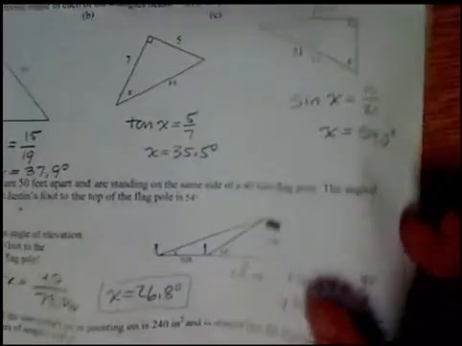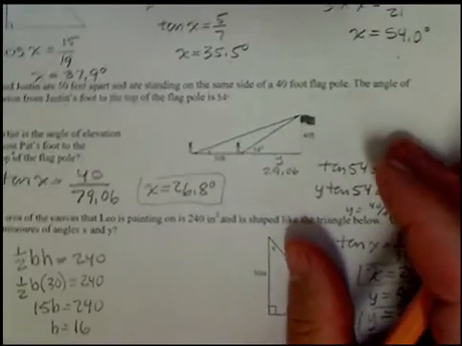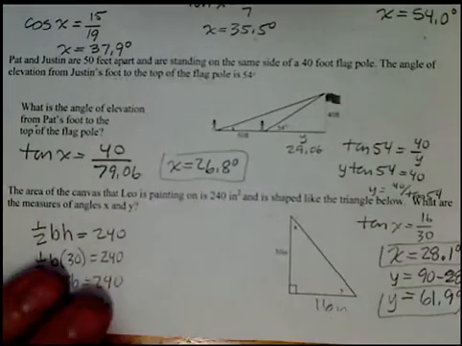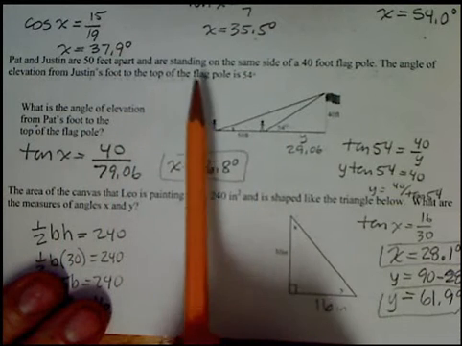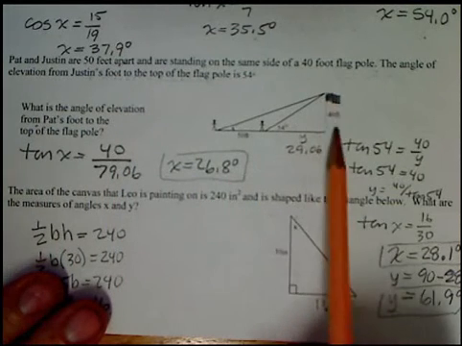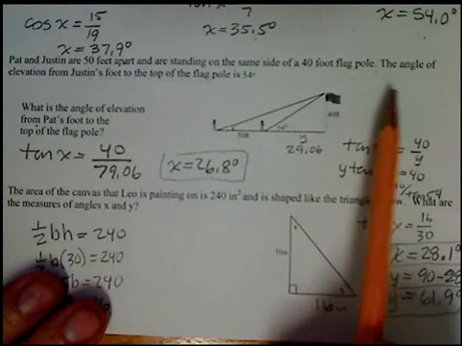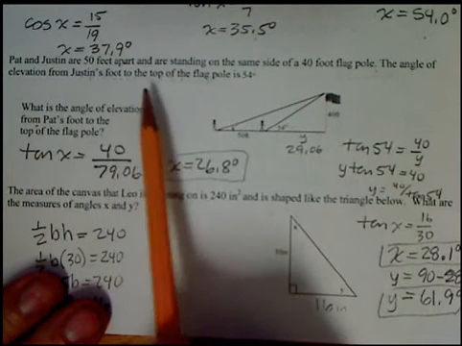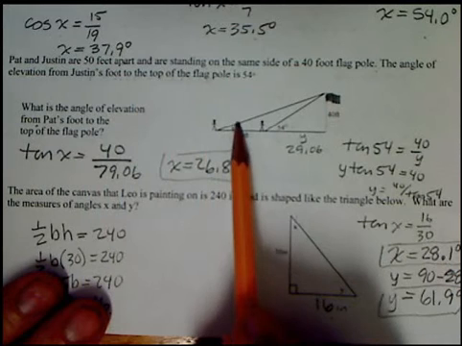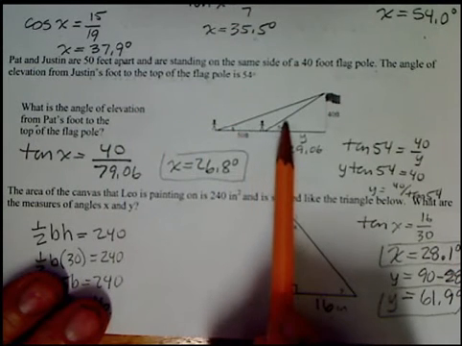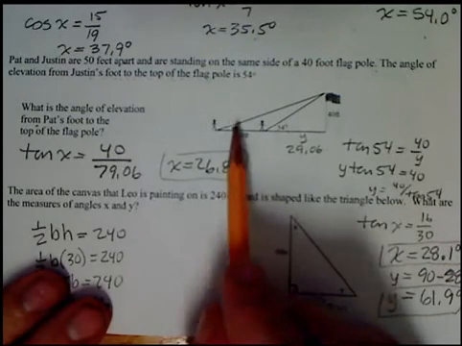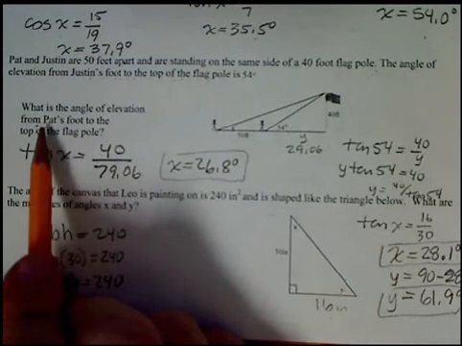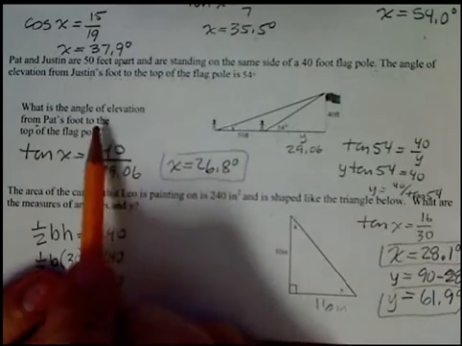Okay, the last topic is actually applications with trig. So you may have to find a side, you may have to find an angle, you may have to do both. So we have right here that Pat and Justin are 50 feet apart. That's where the 50 is. On the same side of a 40-foot flagpole. There's my flagpole. The angle of elevation from Justin's foot to the top of the flagpole, right here, is 54. And I want to find out what is the angle of elevation from Pat's foot, right here, to the top of the flagpole.